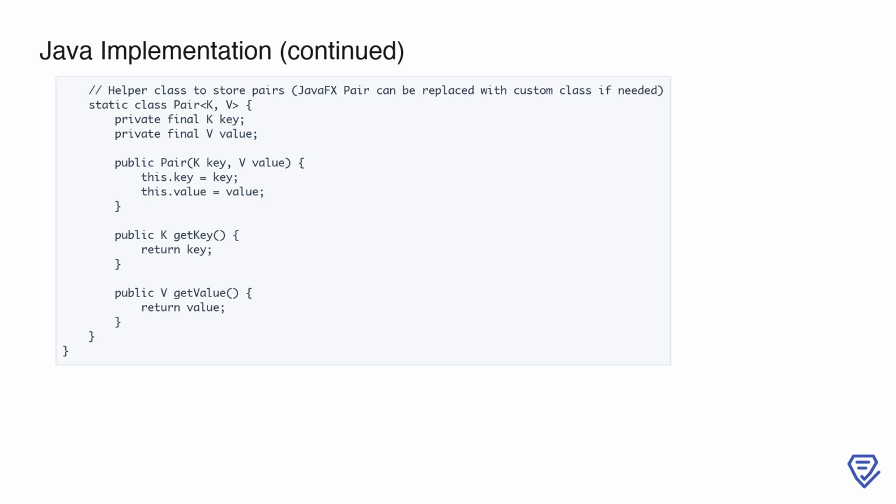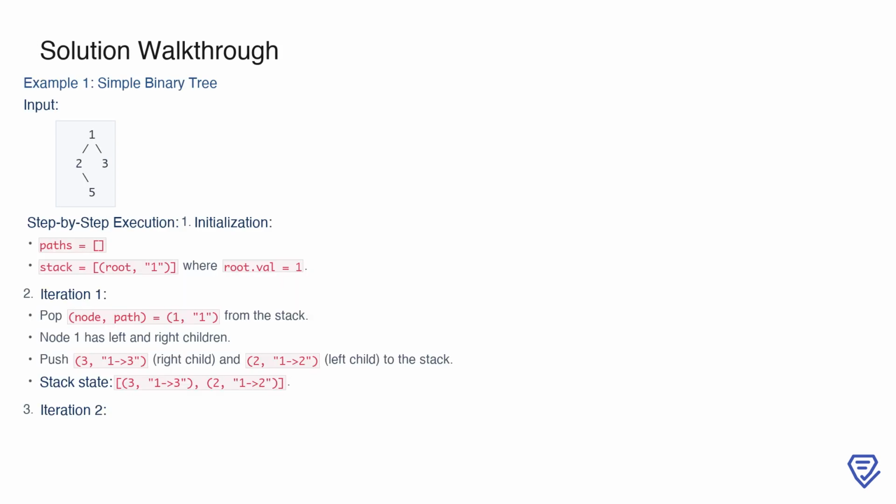With this approach, the entire tree is traversed iteratively, and all root-to-leaf paths are collected in the paths list, which is returned as the final result. Here, we are working with a simple binary tree where the root node has two children, and one of those children has a right child. To begin, we initialize an empty list called paths to store the final paths and a stack that starts with the root node and its value as the initial path string.